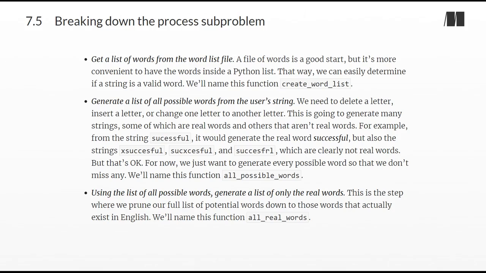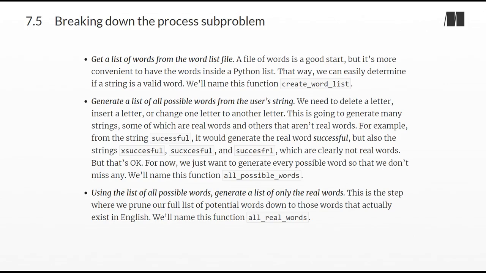Generate a list of all possible words from the user's string. We need to delete a letter, insert a letter, or change one letter to another letter. This is going to generate many strings, some of which are real words and others that aren't real words. For example, from the string successful, it would generate the real word successful, but also strings like xsuccessful, which are clearly not real words. But that's okay. For now, we just want to generate every possible word so that we don't miss any. We'll name this function allPossibleWords.